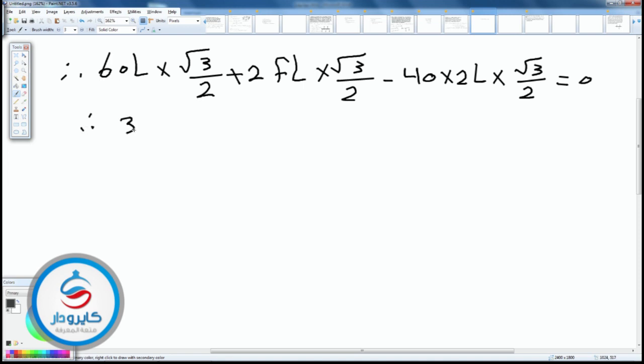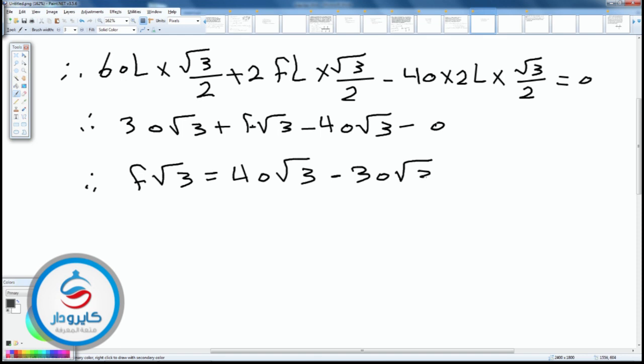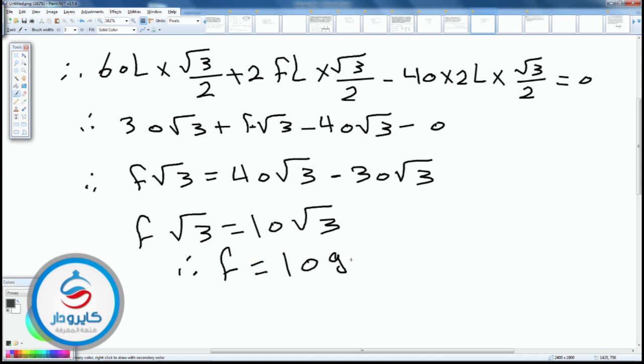Therefore, 30 root 3 plus F root 3 minus 40 root 3 equals 0. Therefore, F root 3 equals 40 root 3 minus 30 root 3. F root 3 equals 10 root 3. Therefore, F equals 10 gram weight.